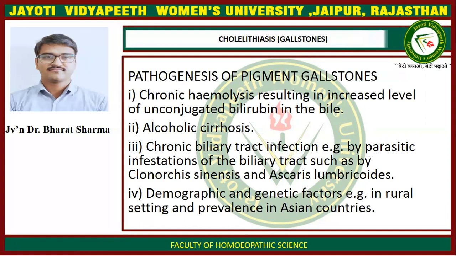Pathogenesis of pigment gallstones. First is chronic hemolysis resulting in an increased level of unconjugated bilirubin in the bile. Alcoholic cirrhosis can also cause excessive pigmentation of gallstones. Chronic biliary tract infection, that is, parasitic infestations of the biliary tract, such as by Clonorchis sinensis and Ascaris lumbricoides. Demographic and genetic factors, that is, rural setting and prevalence in Asian countries.